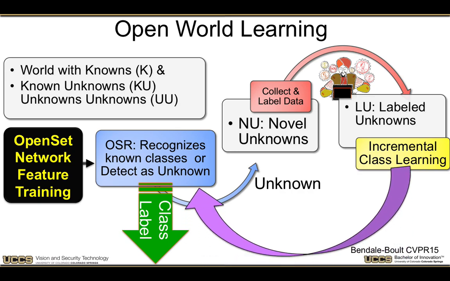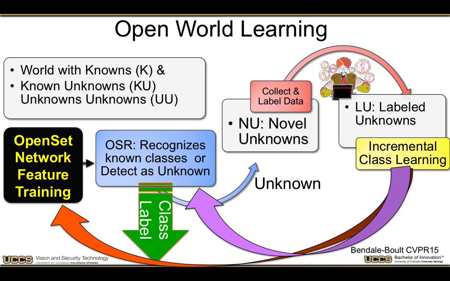Then you have to do incremental class learning and go back and update your representation. So I recognize I don't know, I'm going to learn about it and then bring it back in. And if you really want to be gutsy, you try to do that where you actually change your feature set in an open world, deep network sense where you're doing feature learning at the same time. That's really hard. But that's what open world learning is. I don't know, I recognize I don't know, I get some help, I label it, and I iterate that process.